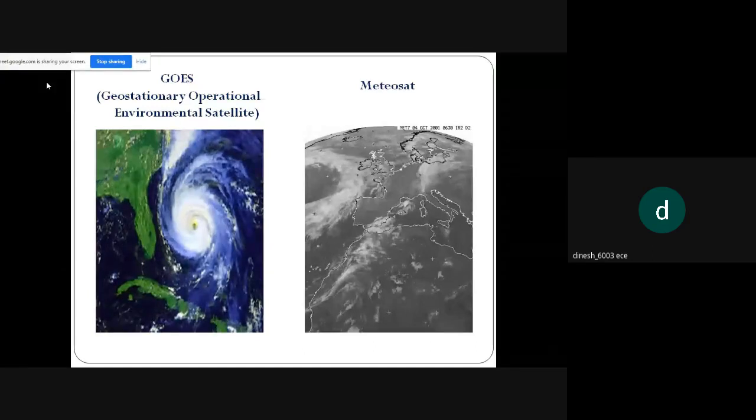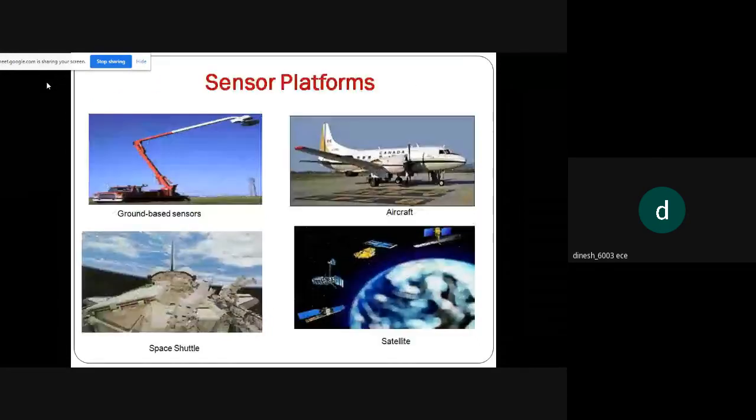Next is GOES, Geostationary Operational Environmental Satellite, and METEOSAT, meteorological satellite. You can see an island. Above the island, there is a formation of clouds, which represents a formation of a cyclone or a hurricane in that particular region. Next is the deployment of sensors.